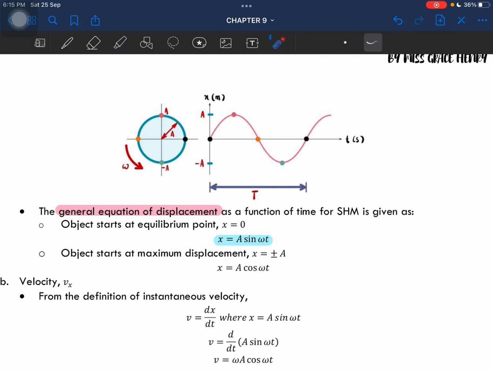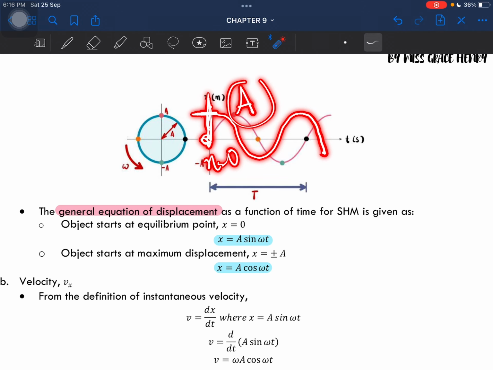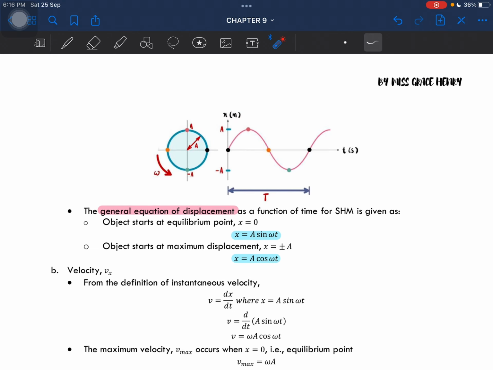If it starts from the positive or negative amplitude, our equation will become cosine, so a cos omega t. Cosine means it will start from here and go down like this. So the starting point is not equal to 0. It will start with the amplitude. That is the equation of displacement. Make sure you know this. These bits are really important.